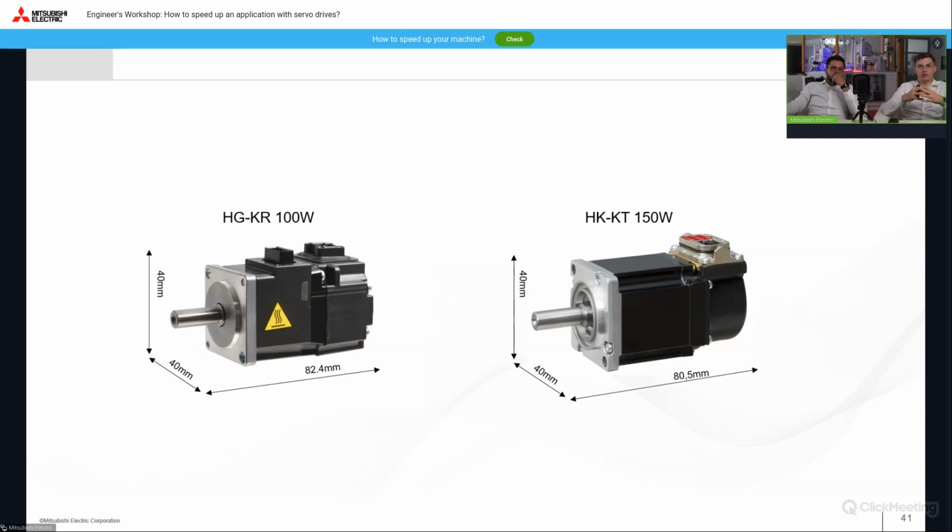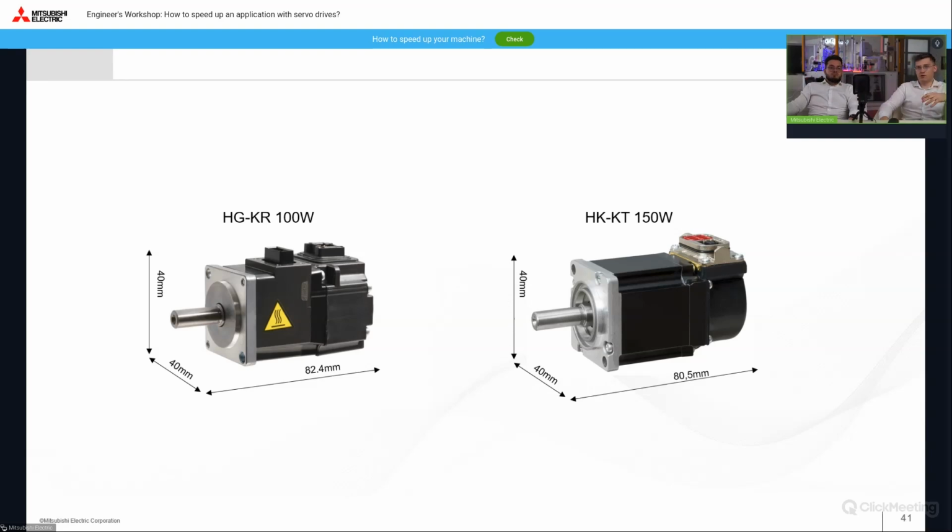The size of the motor in our previous MRJ4 series of the drives, typically from the low inertia class, the 100 watts HK motor, is a 40 millimeter flange and 82.4 millimeter long. In the MRJ5 series, using a 50% more powerful motor with the same mounting dimensions, we have a length of 80.5 millimeter, which is less.